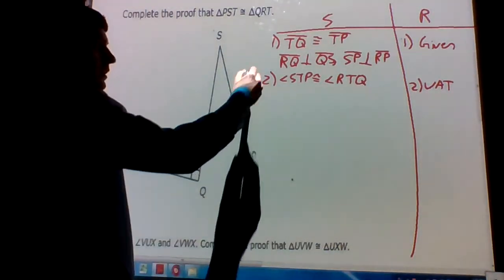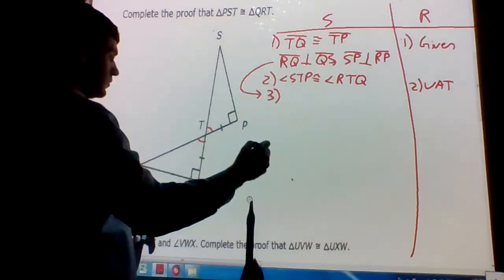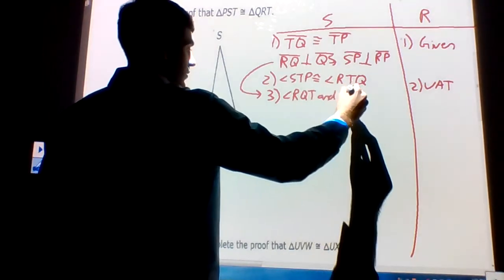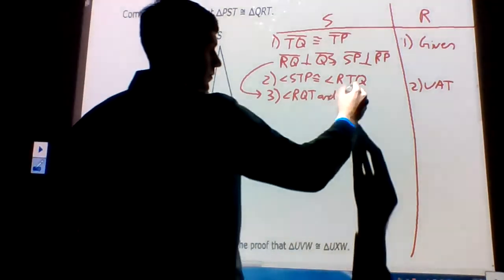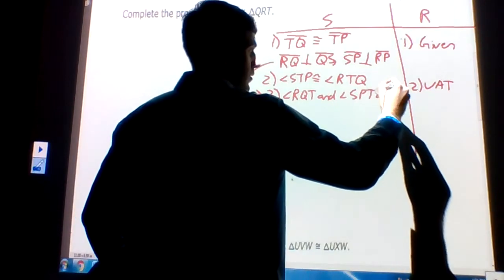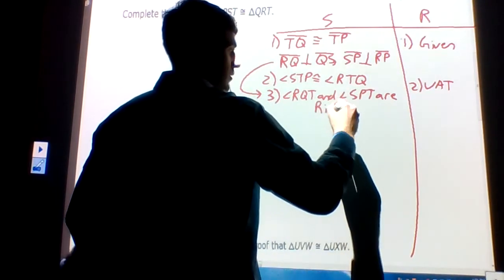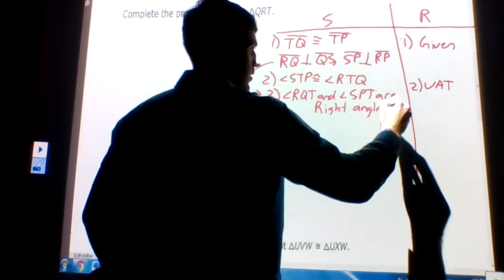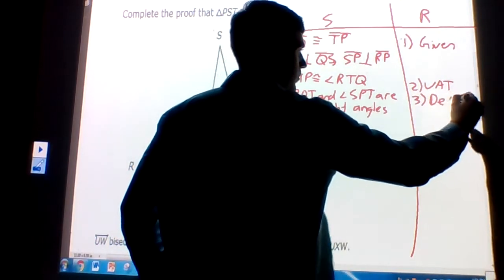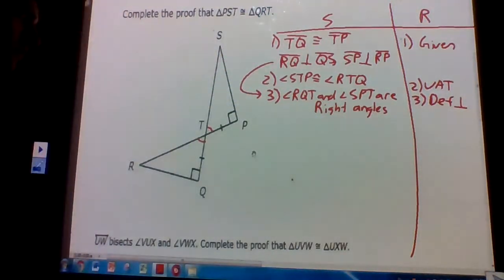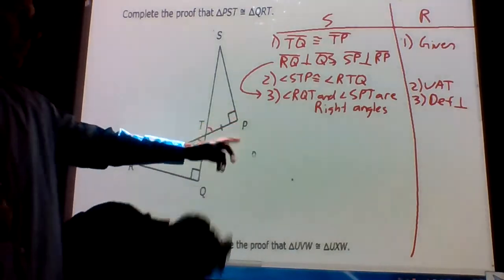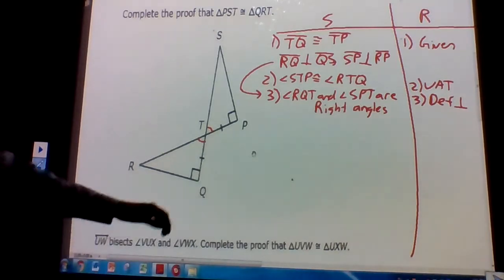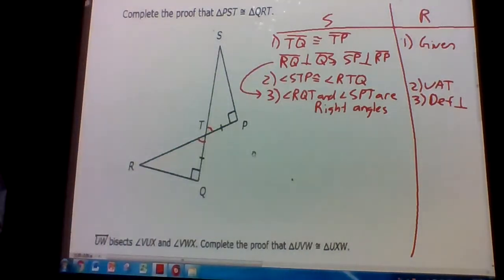Okay, since we have perpendicular lines, that means we have right angles. So we know angle RQT and angle SPT are right angles. Okay, that's the definition of perpendicular. Since we have perpendicular lines, we know that we have right angles. If you would have written that this was your given, that would have been fine.